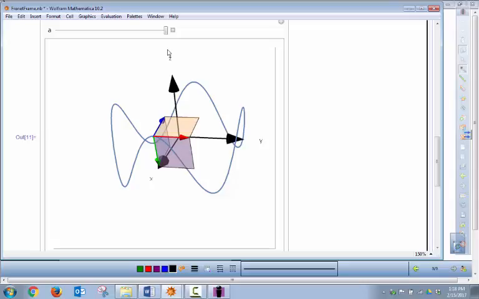So what I want you to do is work in groups and try to find the TNB for helices, and so I'm going to put you in groups.